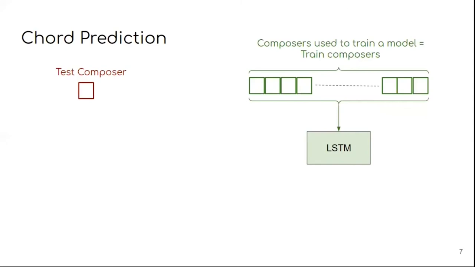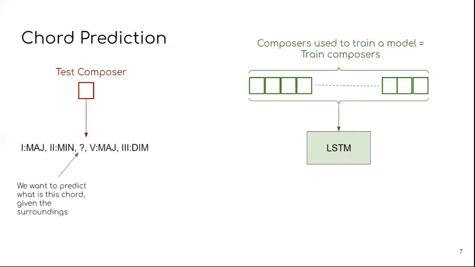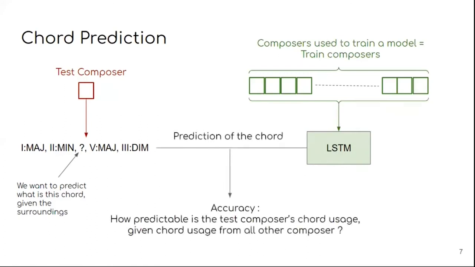Now, given this model, we want to predict which chord the test composer uses given the context. Specifically, we try to predict what will be the exact chord given the surroundings. Doing this for all chords in the test composer's data will give a total accuracy that is equal to the proportion of chords correctly predicted. This accuracy then represents how predictable a test composer is given the data from all other composers. We perform chord prediction for all composers, and here are the results.